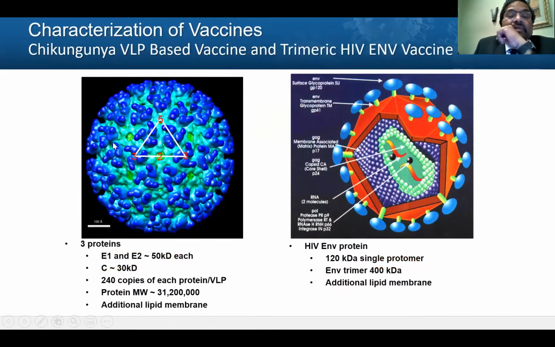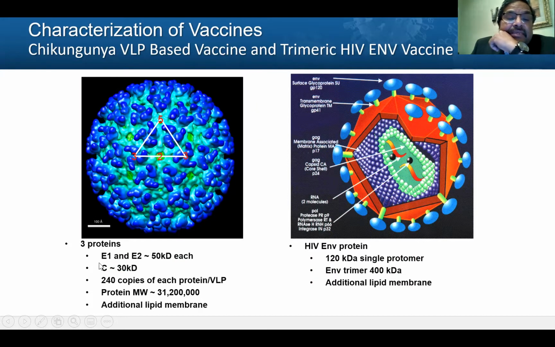I will give you two examples. One is based on the chikungunya vaccine. Another is based on the trimeric HIV protein. This is the work that we did at Novartis, and this is the work that was done at the VRC when I was at the VRC.